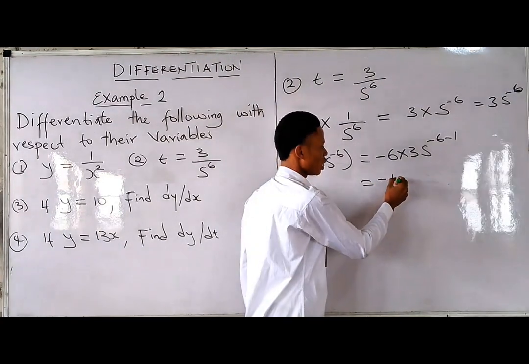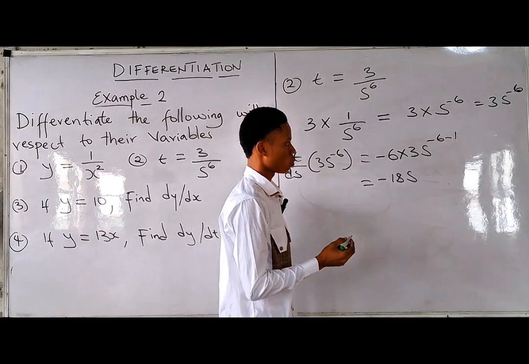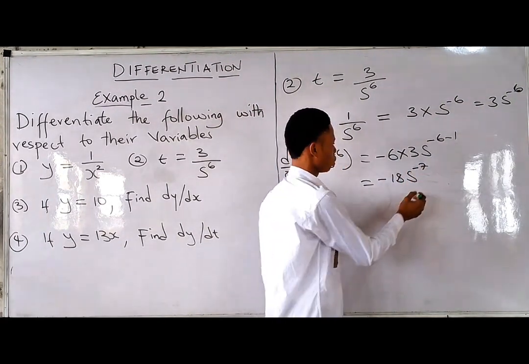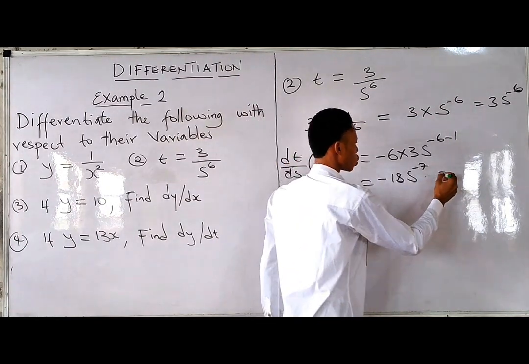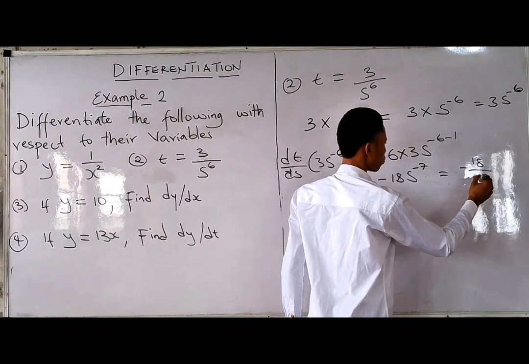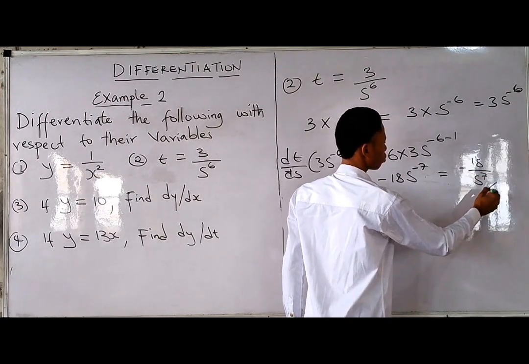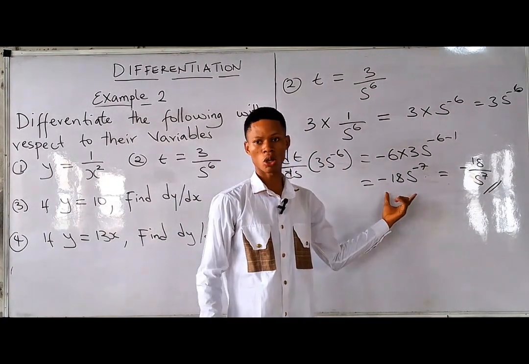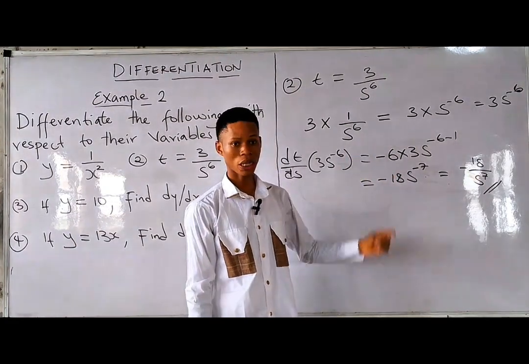So I'll be having minus 6 times 3 is what? Minus 18. x raised to the power minus 6 minus 1 is what? Minus 7, right? Good. You can leave your answer like this, or you can change it to minus 18 over x raised to the power 7, because this is same as this according to the laws of indices. Do you understand this?